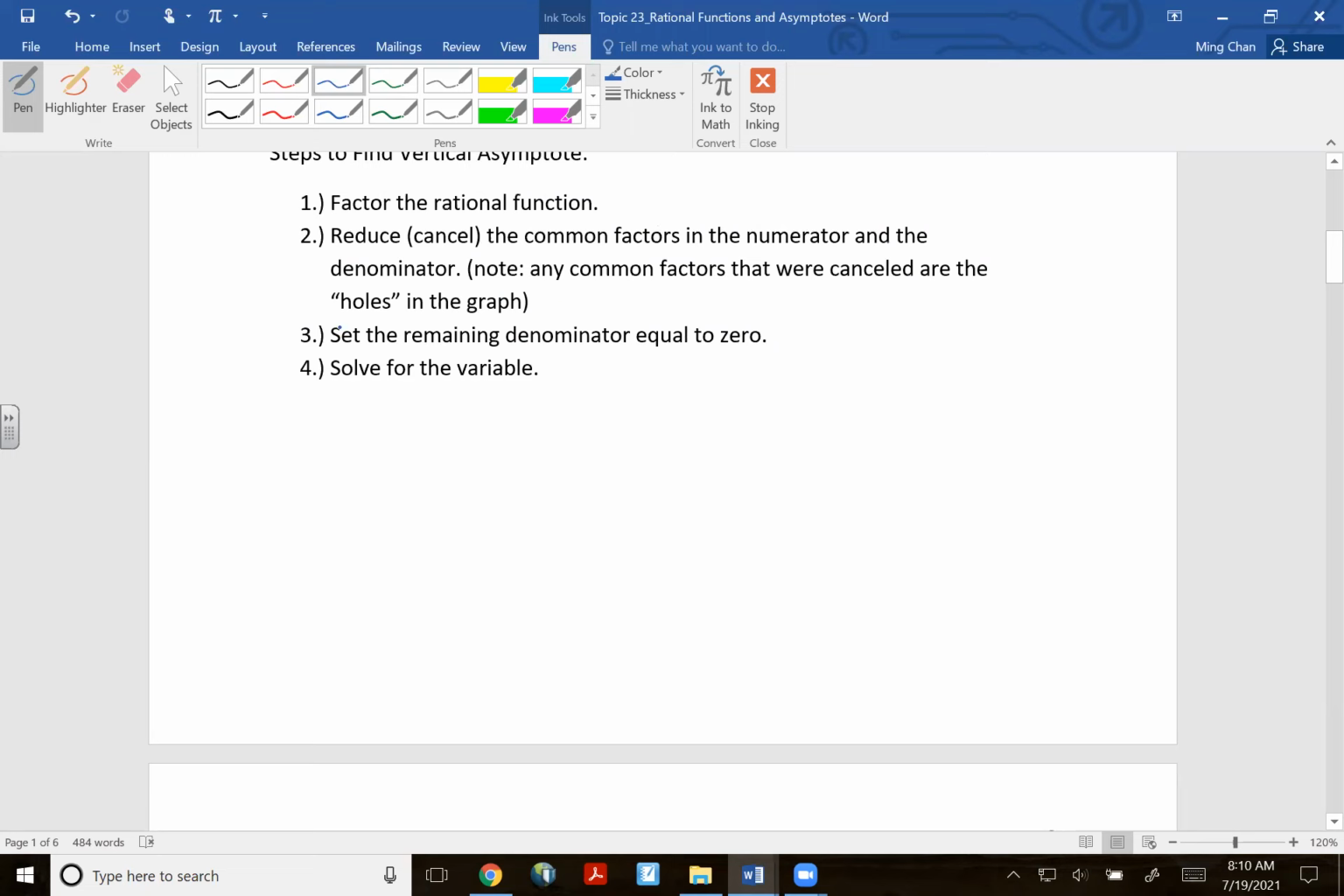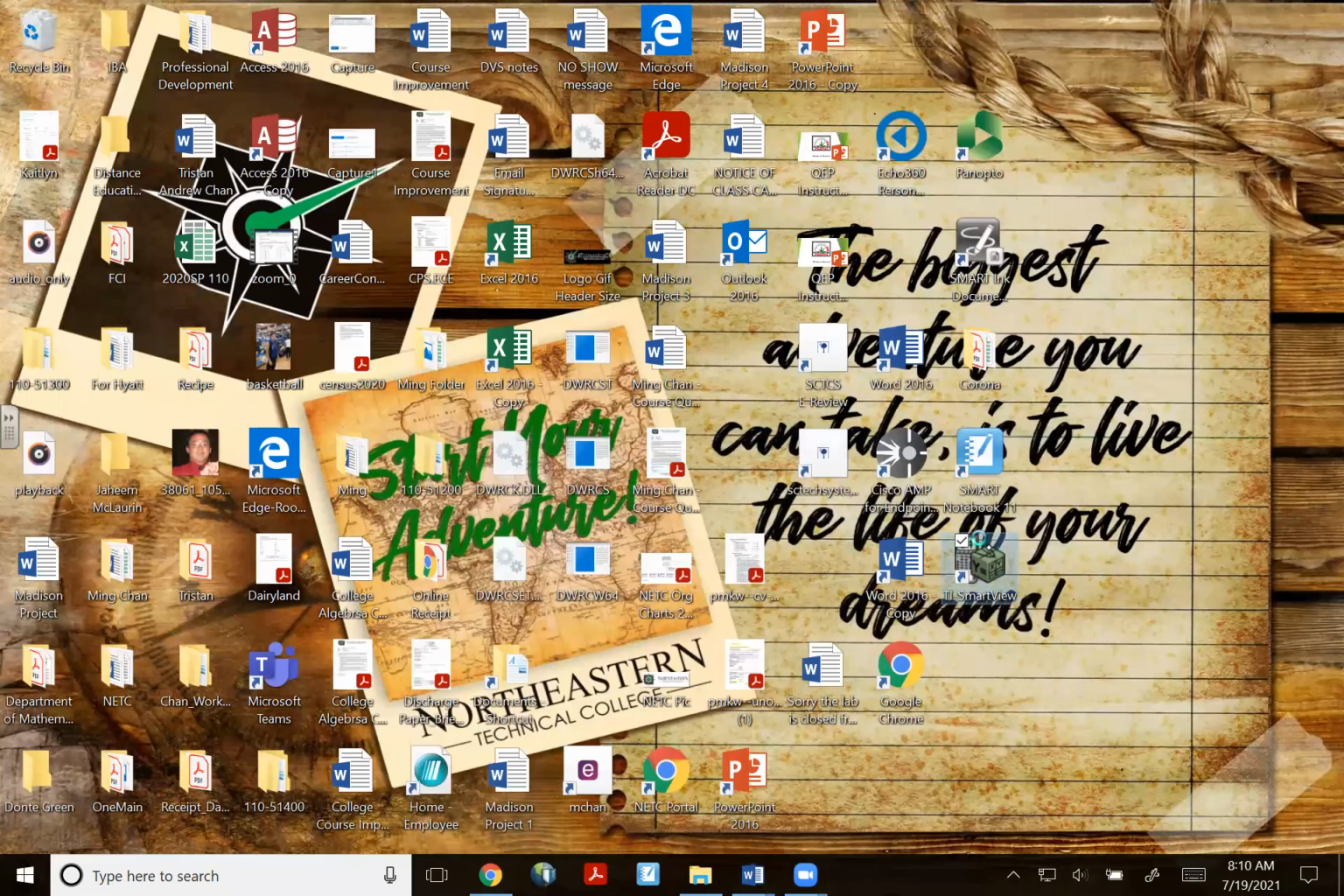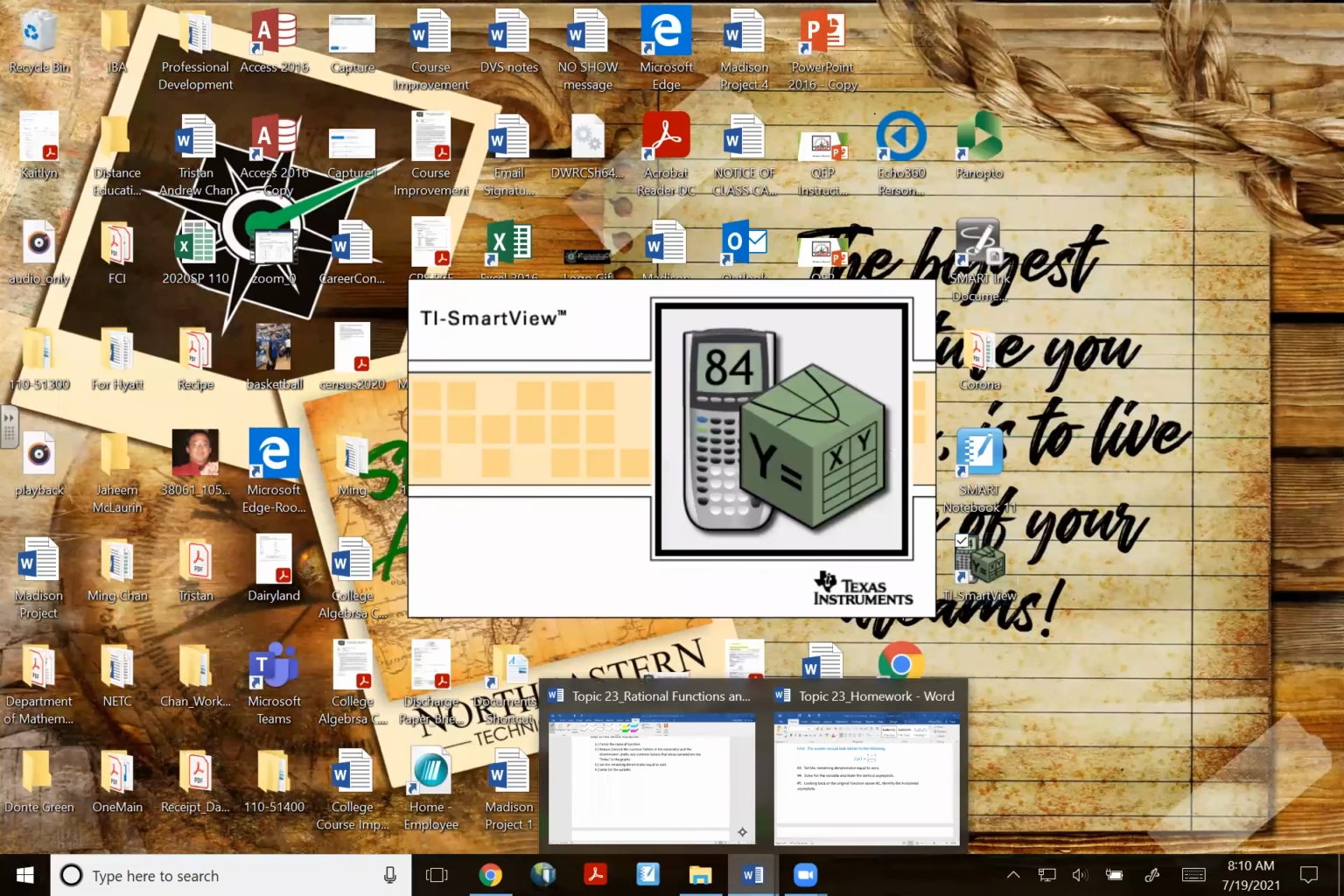All right, number three, set the remaining denominator, whatever is not canceled out, equal to zero. You might not cancel every time, but whatever is not canceled out, set the remaining denominator equal to zero, and then solve for the variable. And whatever x you solve, that will be the vertical asymptote. All right, so I'm going to turn on my calculator here. I'm going to graph here in a minute.